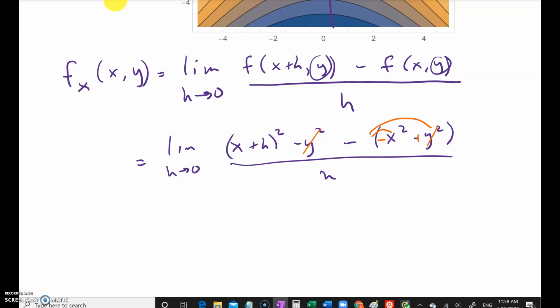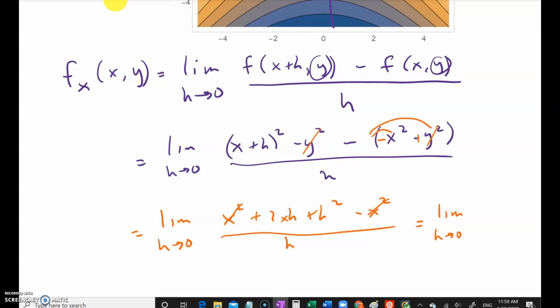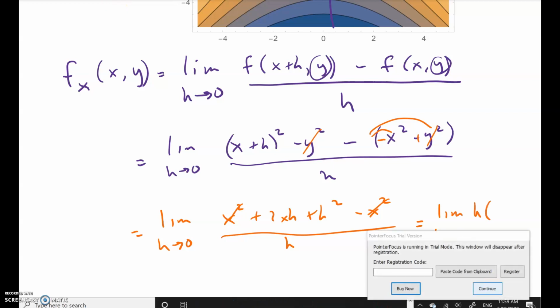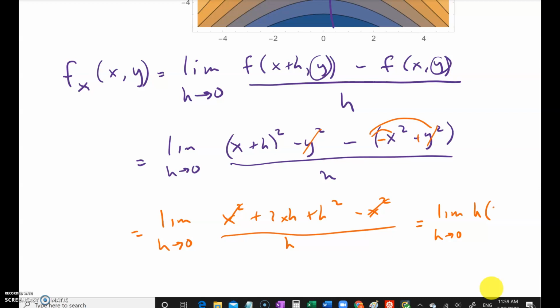You can see when you expand the x squared out, you're going to have limit h goes to 0, x squared plus 2xh plus h squared minus x squared. You can see the x squareds cancel, factor out the h, and hopefully you can see this without too much work because you did this exact same thing in Calculus 1. So factor out the h, I'm left with 2x plus h over h. The h's cancel, and then replace h with 0, I get 2x.